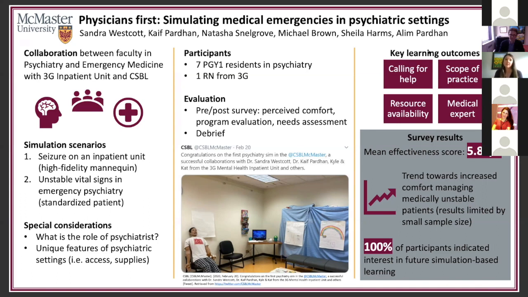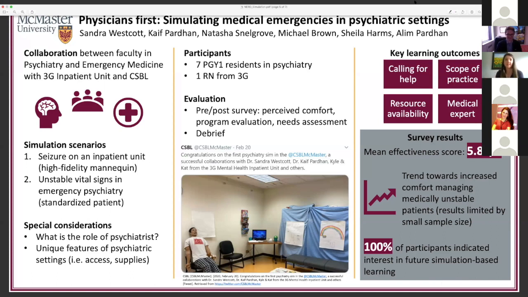So for the simulations, we had 7 PGY1 psychiatry residents participating, as well as 1 RN from the child psychiatry inpatient unit. The sessions were co-facilitated by myself and Kai Pardon, who's an emerge doc. And we ran them at the CSBL, and one of the pictures there shows the awesome job that the staff there did in setting up the environment to look like a psychiatry setting.